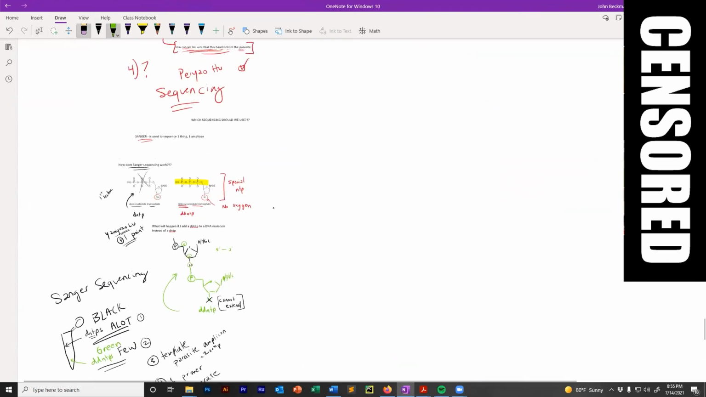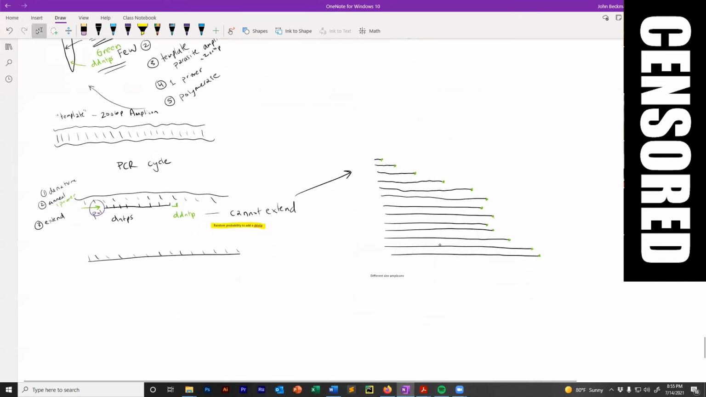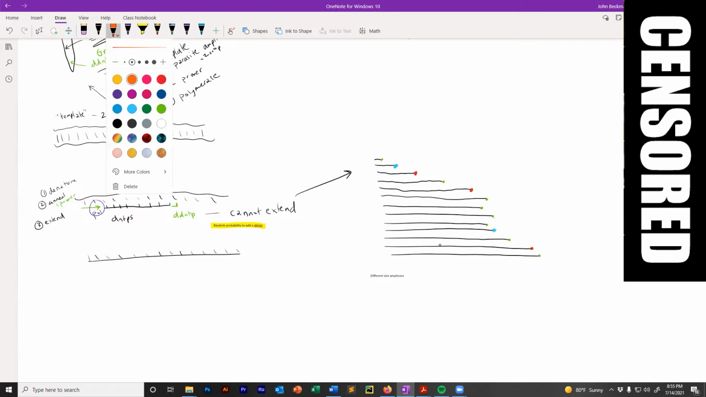And in Sanger, oftentimes the ddNTPs will shine colors. They'll have fluorophores. So let's say a ddNTP A will shine yellow, and a ddNTP T will shine orange, and a ddNTP G will shine red, and a ddNTP C will shine blue. So each of these will shine a different color at the end, depending on the base.